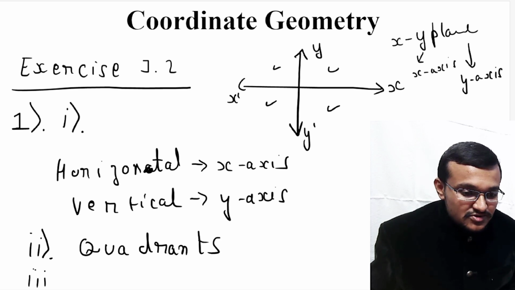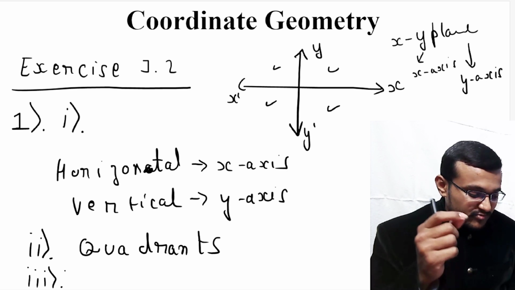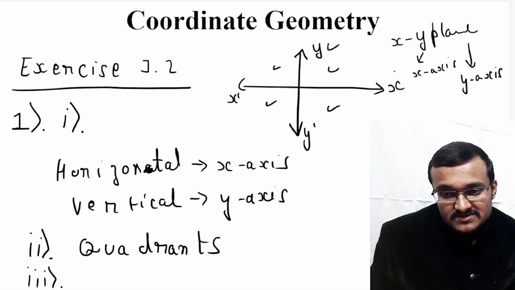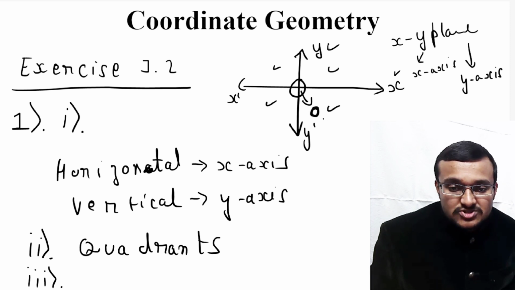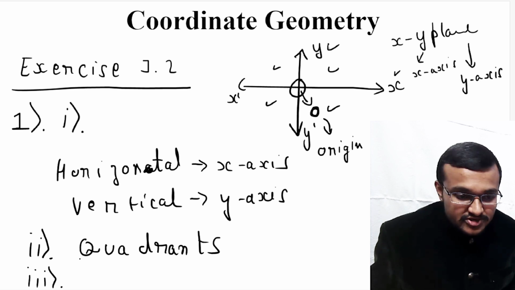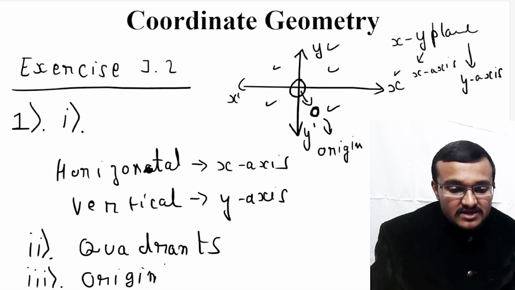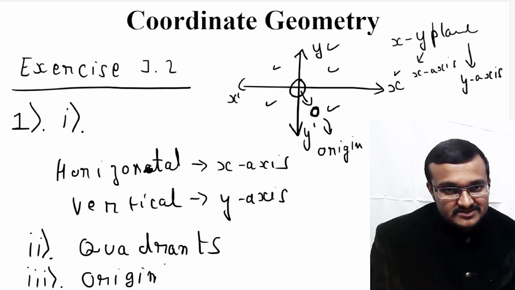Now coming to the third question in this first question, they have asked to write the name of the point where the two lines intersect, where the Y and X axes intersect at this particular position, which we name the 0th position, generally known as O, and this O is nothing but the origin. So the origin is the answer for this third question. That means the origin is the point where the X and Y axes intersect.